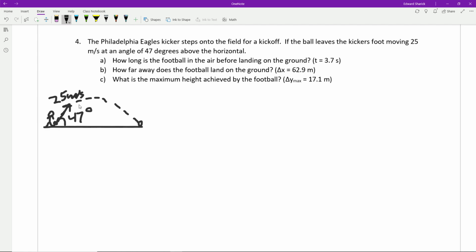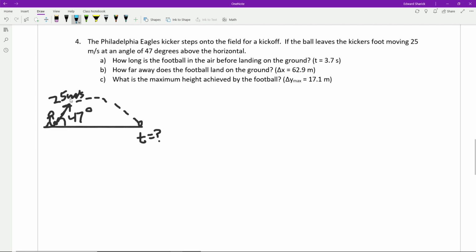And just based on these 2 pieces of information, we're able to determine a bunch of different things about this projectile motion. So the first thing we want to figure out is how long the football is in the air before it lands on the ground. So whenever it hits the ground here, what is the time going to be equal to? In order to do that, what we're going to need is the initial speed in the y direction. We need the initial y component.